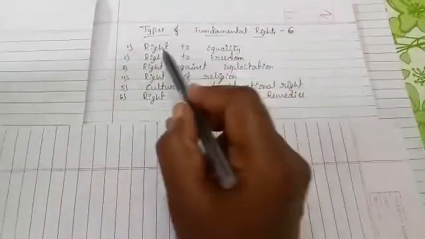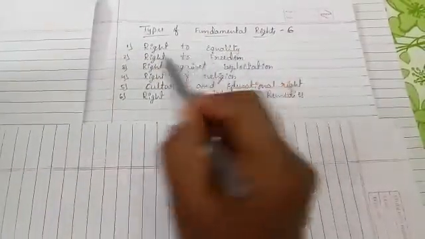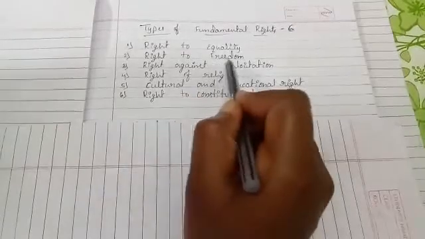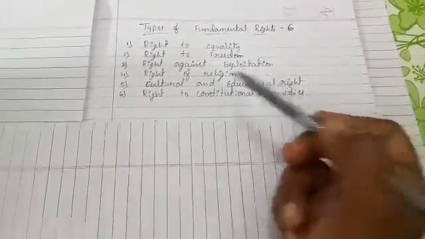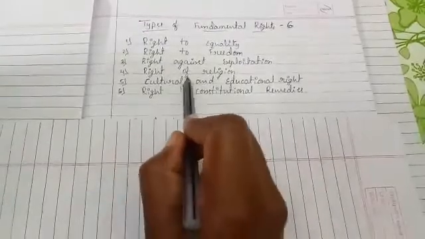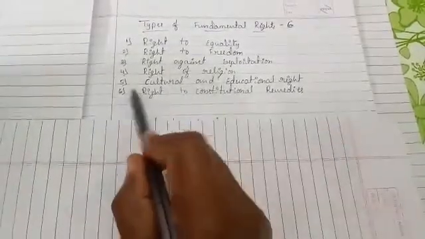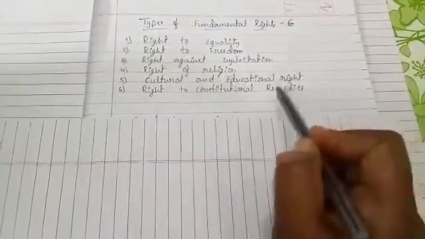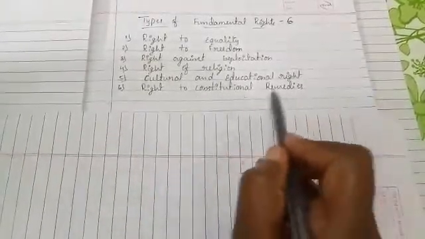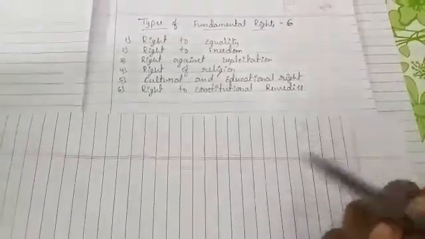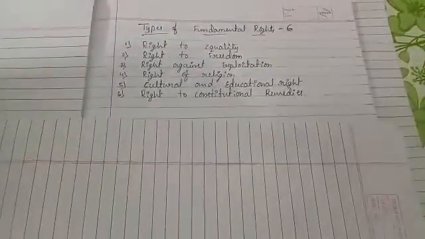First one is right to equality. Second one, right to freedom. Third one, right against exploitation. Fourth one, right to religion. Fifth one, cultural and educational rights. And the last one is right to constitutional remedies. So these are the 6 fundamental rights.